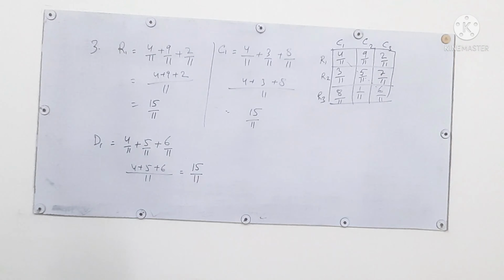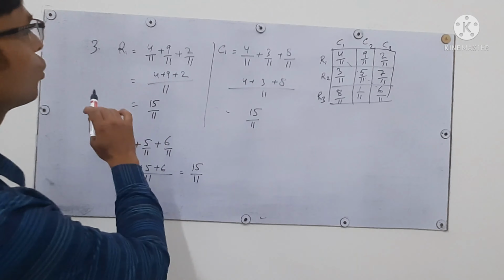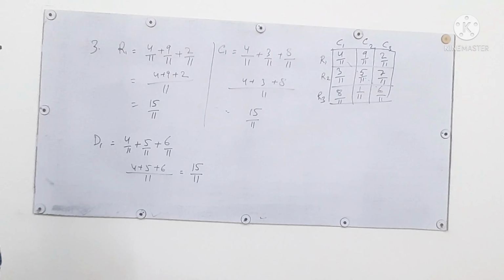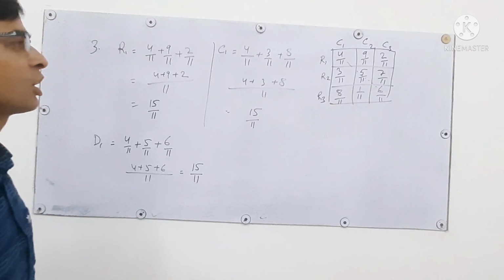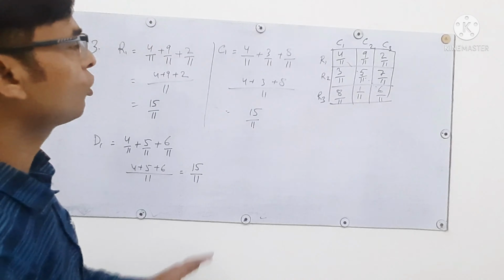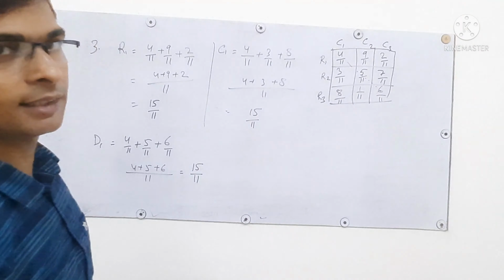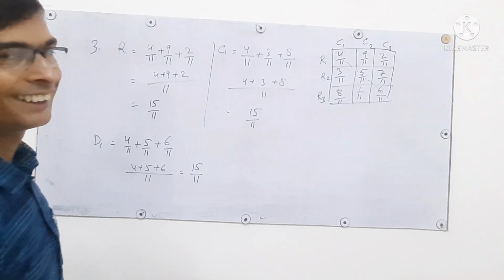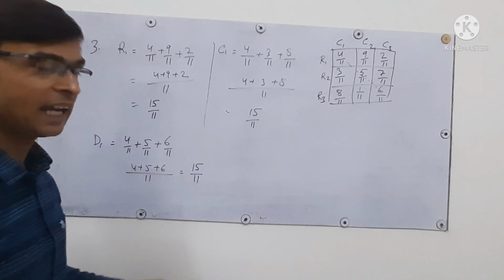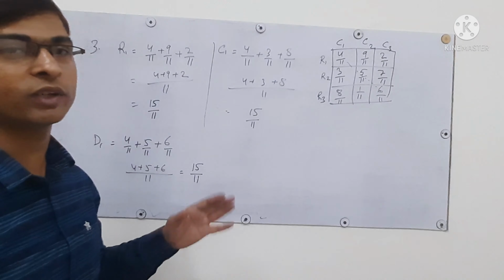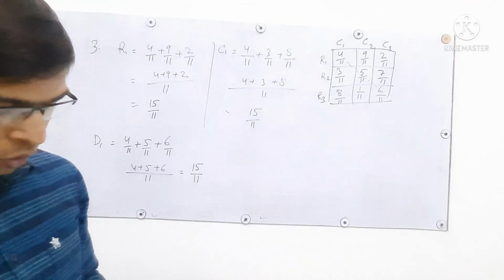which is 15/11. So I am solving just here for row 1, column 1 and diagonal 1, and you can solve for all the rows, columns and diagonals yourself, and you will see that for each you will get the same answer, that is 15/11. This shows that it is a magic square having the same answer. So you can note it down and do it yourself.